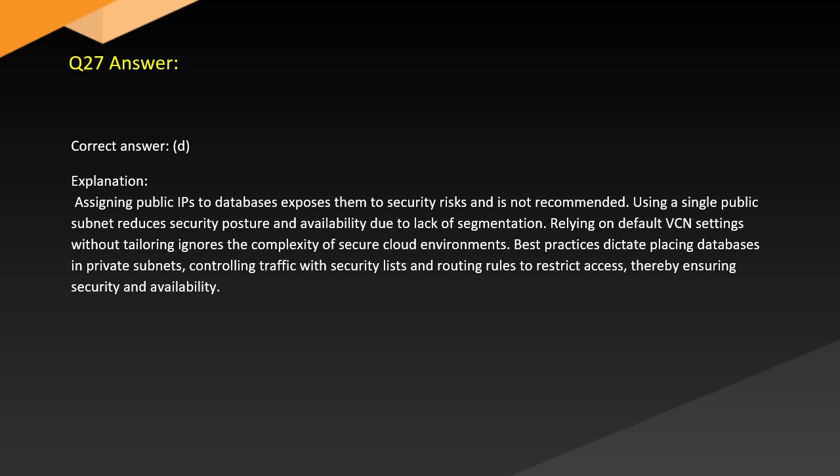Answer. Correct answer: D. Explanation. Assigning public IPs to databases exposes them to security risks and is not recommended. Using a single public subnet reduces security posture and availability due to lack of segmentation. Relying on default VCN settings without tailoring ignores the complexity of secure cloud environments. Best practices dictate placing databases in private subnets, controlling traffic with security lists and routing rules to restrict access, thereby ensuring security and availability.